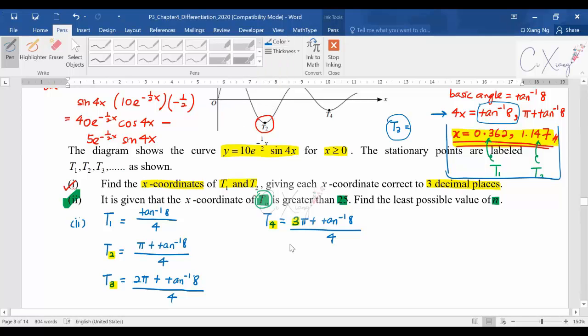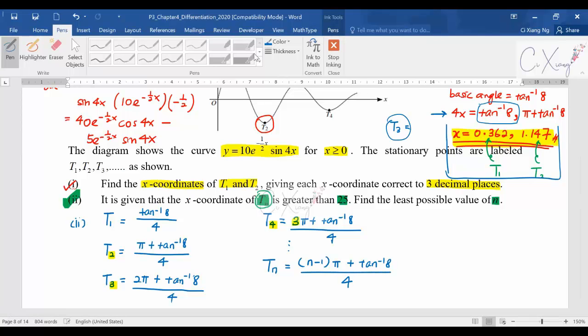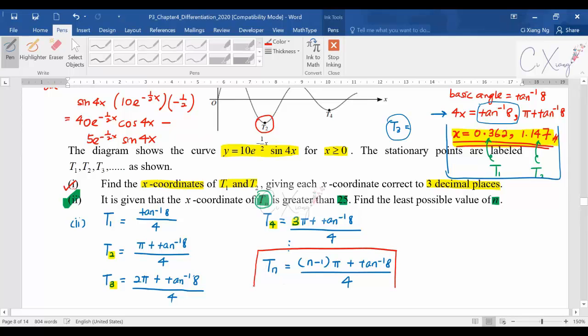All right, so now if I continue until Tn, can anyone tell me what is the formula for Tn? It will be n minus 1 pi, and then plus tangent inverse 8 divided by 4. Okay, so this is the equation of Tn. So how I write it out, I will just look at the pattern of my step number 1 and try to write it out. So some students will say, I don't know how to compare, and maybe I'm not able to think of this step in the exam.